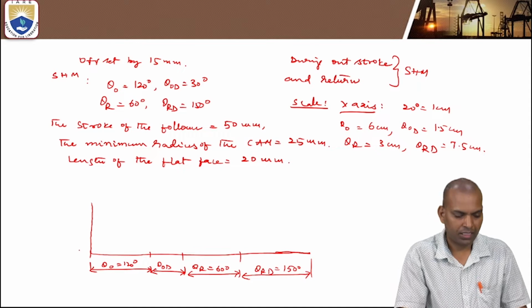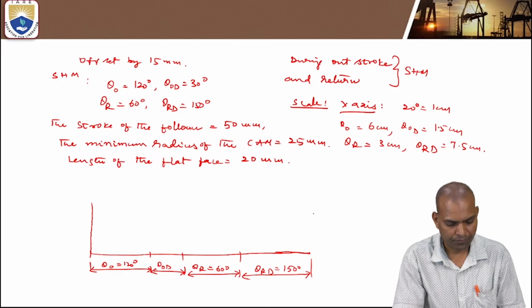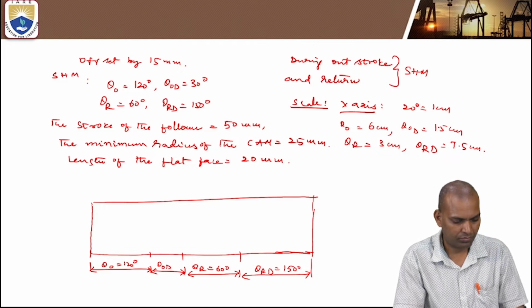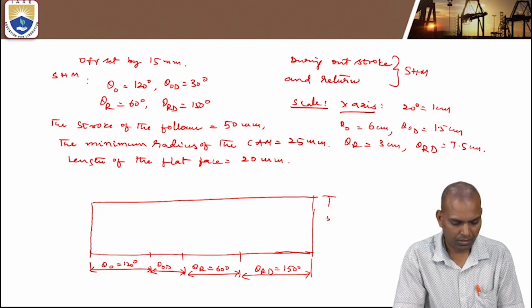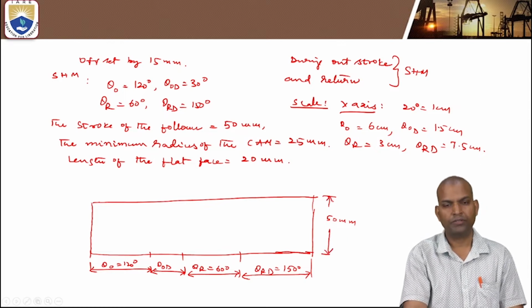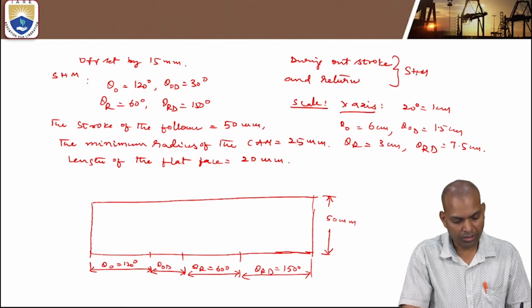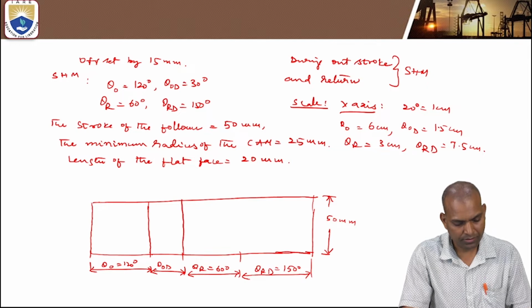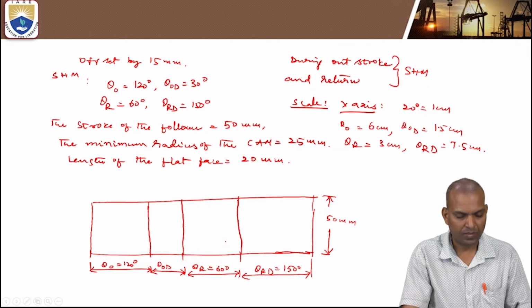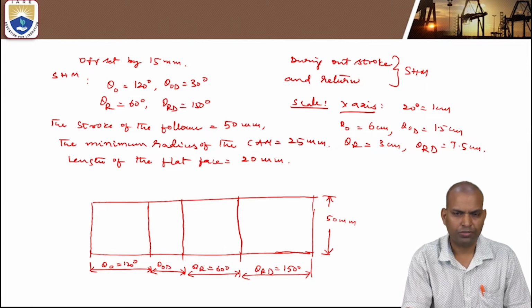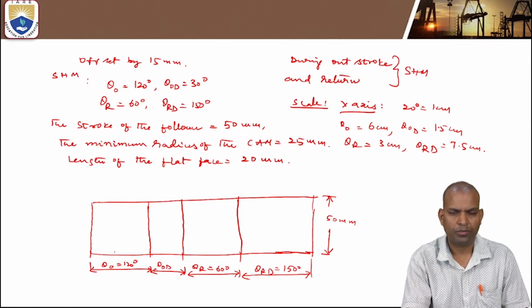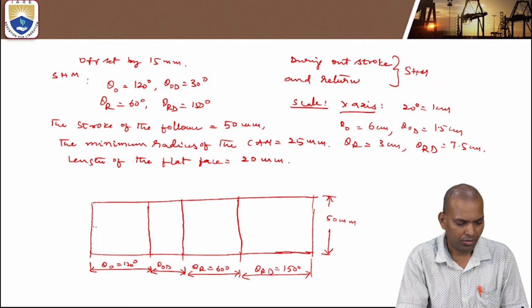That is the horizontal line, the x-axis, and the y-axis is 50 millimeter, nothing but 5 centimeters. This is the length of 50 millimeter, the stroke or lift of the follower. After that, draw horizontal lines on the top also, and draw vertical lines. I am using freehand here, but you have to draw using geometric instruments. So it is SHM.